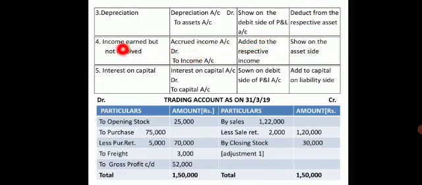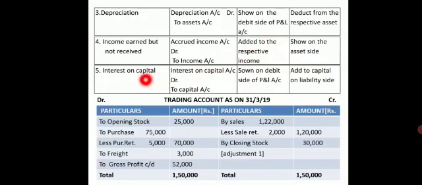Now accrued income or outstanding incomes. We have earned, but it is not yet received. Such incomes which are earned but not yet received are incomes of the current year. So it has to be added to the respective income and it is to be shown as an asset in the balance sheet. So when it is added to respective income, it will come in profit and loss account.